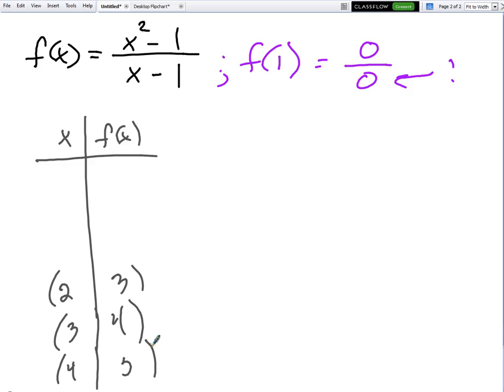So now 1 we can't put in. Any other suggestions? 0. Okay, how about 0? We get 1, because negative over negative is positive, right? Everybody agree? Okay, what else? 1 is undefined, you're right. Negative 1 gives us back 0 on the top and negative 2 on the bottom, is that right? What's 0 divided by any non-zero number? 0.